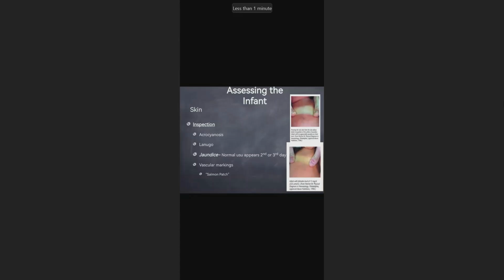So the skin, this is how we assess the skin down to the digits. So we do the Ortolani and the Barlow's test to check for hip dislocation. For the trunk and spine, we observe curvature and integrity. We check for gross defects of the spine.